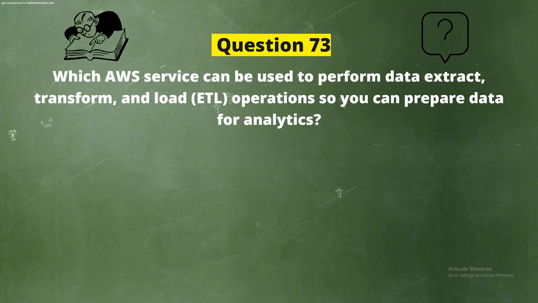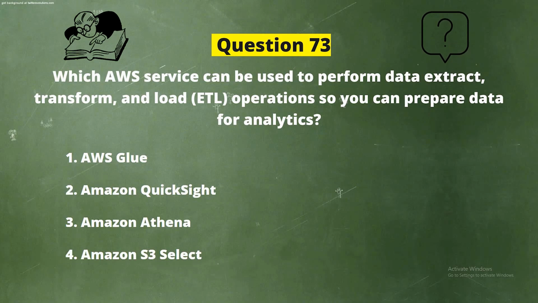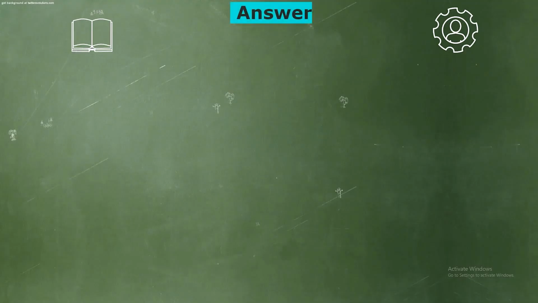Next question. Which AWS service can be used to perform data extract, transform, and load, ETL, operations so you can prepare data for analytics? And the options are: Option 1. AWS Glue. Option 2. Amazon QuickSight. Option 3. Amazon Athena. Option 4. Amazon S3 Select. And the correct answer is Option 1.